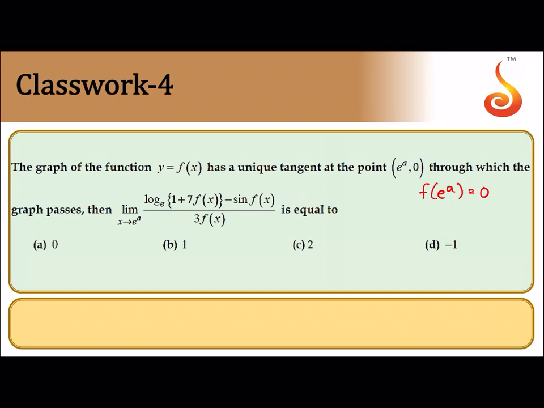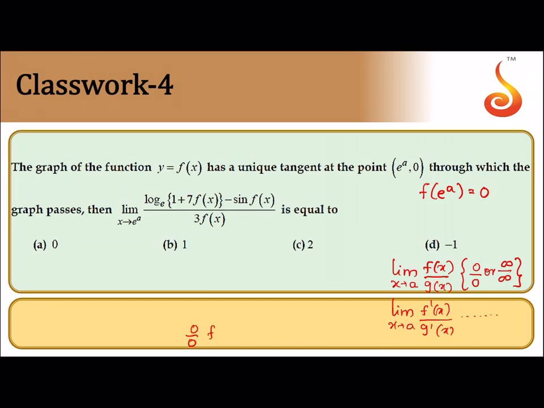Example 4. The graph of a function y equals f of x has a unique tangent at the point e to the power a comma 0. What does this mean? F of e to the power a equals 0, which is on the graph. So we use L'Hospital rule. What is L'Hospital rule? Limit as x tends to a, f of x by g of x.